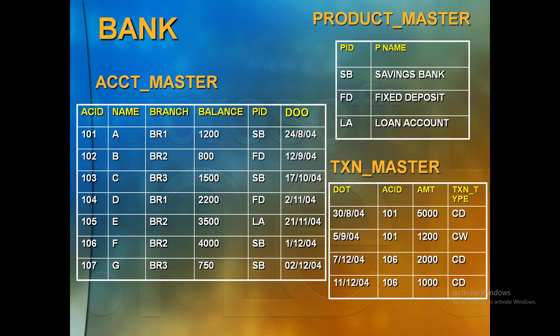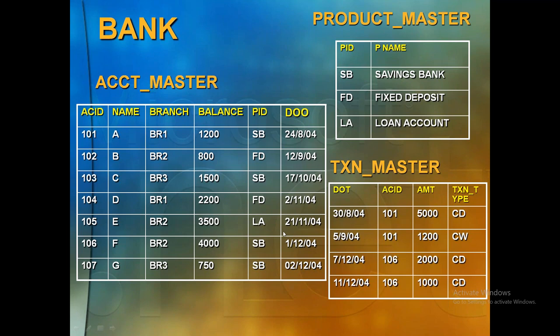So what do I mean by that? I want to know who are the customers who have done cash deposits. I want to know their names. First of all, I have to go to this table, find who are the people who have done the cash deposit, and pick up the account number. Using this table, 101 means A and 106 means F. I need to print A and F, but to print A and F, I have to go to this table and get the data. Clear? So I need to join these two tables.